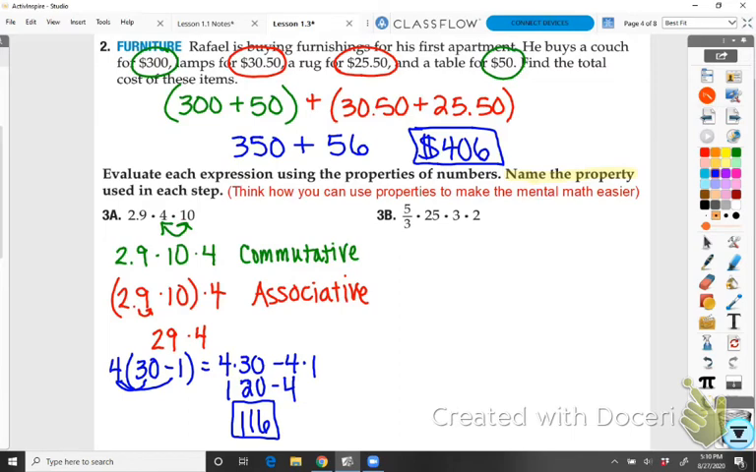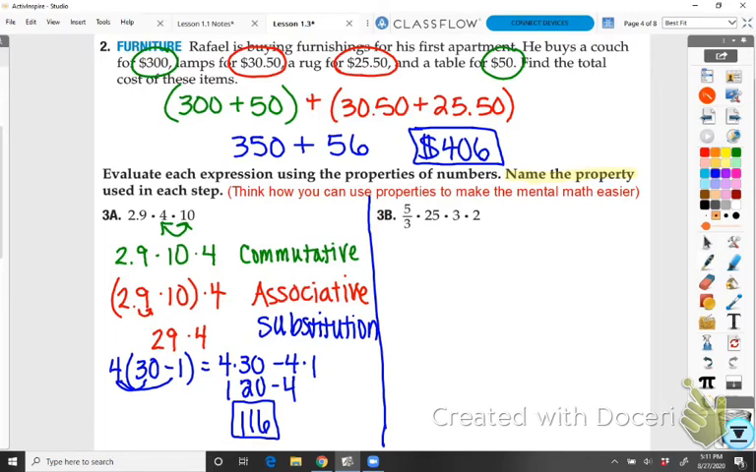You could also break it up and say 20 times 4 is 80, 9 times 4 is 36, and then add 80 and 36 together. Those last few steps were the substitution property. So commutative switches order, associative puts parentheses around it, and then substitution to get the final answer.